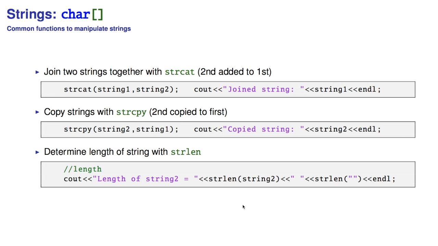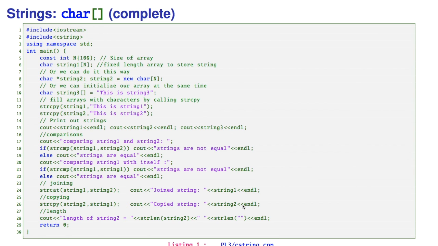You can copy the strings with strcpy. Second is copied to first, and you can also determine the length of the string by calling the function strlen on your object. Okay, that's all fair and good. Let's just look at the complete code and scroll through what we do. This just combines everything we've said.